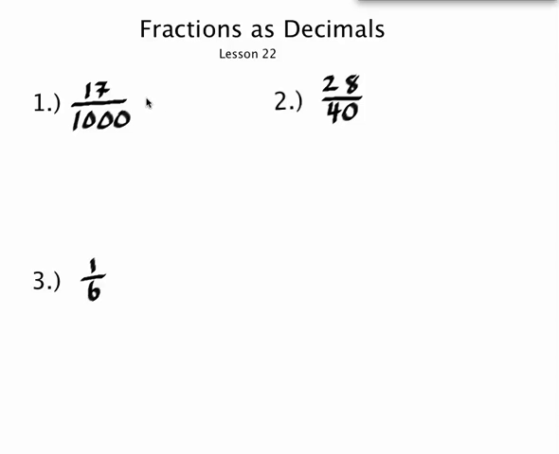To convert fractions into decimals, remember we had three things we were trying to look for. First thing was if we have a power of 10, it's really easy to put it into a decimal form. This one here is 17 thousandths. Well, thousandths, there's no integer in front, so it's going to have a 0 in front, then a decimal point.